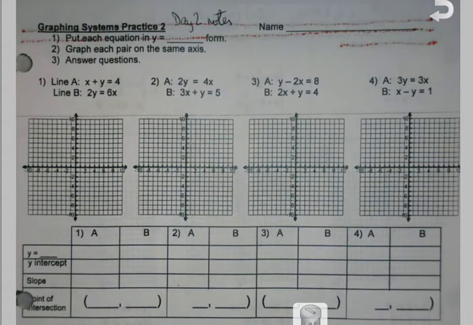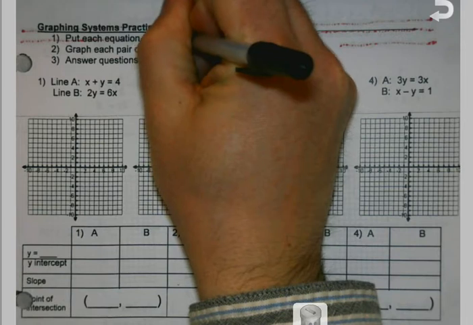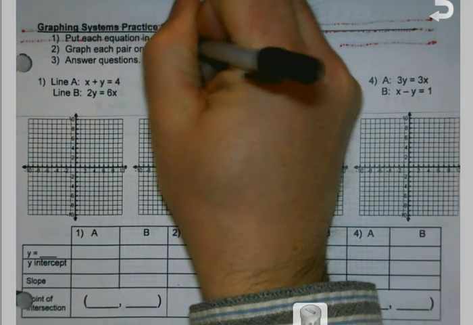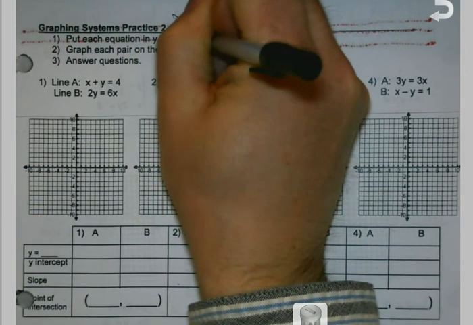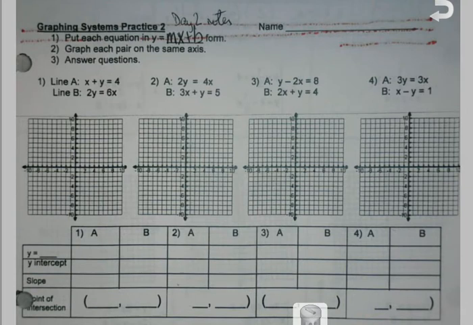We always want to make sure, and I'll keep reminding you of this every time we do this, you've got to make sure your lines are in y equals form. And to go along with that, let's take it a step further and actually make sure that we've got things in the right format.